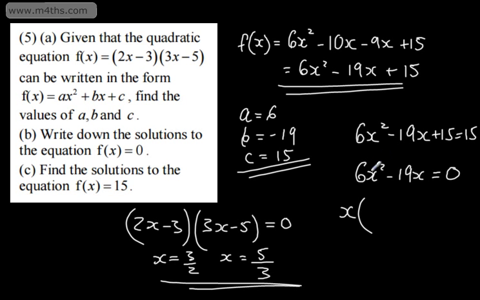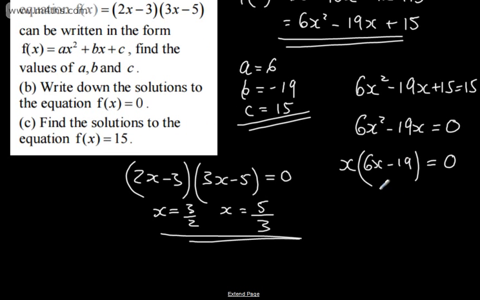What is 6x squared over x? The answer is 6x. What is negative 19 over x? Well, the answer is negative 19. And that is going to be equal to 0. No common factors in terms of the numbers, as 19 is a prime number. Either x is 0 or 6x minus 19 is equal to 0. So as a fraction, it would be now 19 over 6. So all we've done is simply plug those values in and gone ahead and solved.